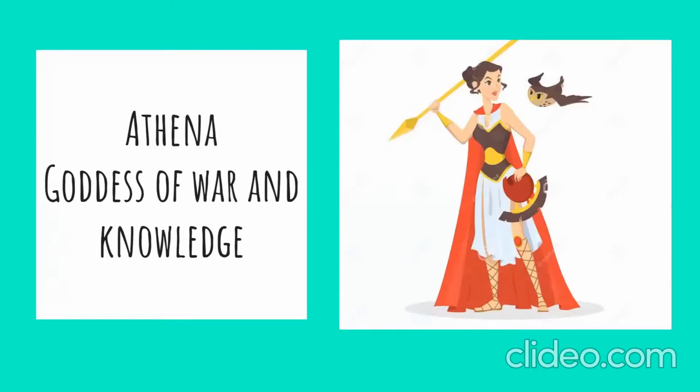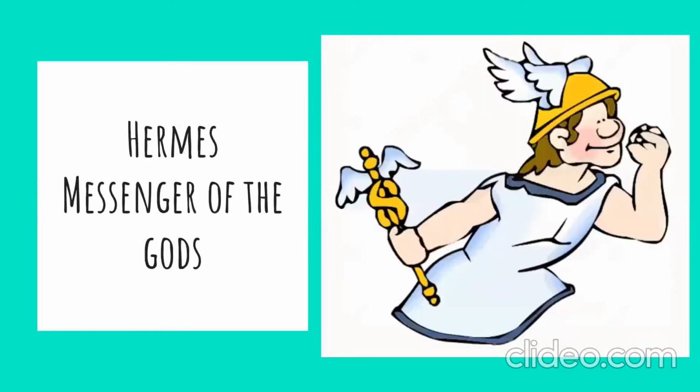Next, we have Athena. She's the daughter of Zeus. She's the goddess of war and knowledge. Extremely smart. Her symbol is that of an owl. You'll always see her in a warrior costume. She'll always have a spear and an armor in her hand, as you can see even in this picture. She's the goddess of strategy, of planning, of fighting. That's her. She's also extremely smart, the goddess of wisdom.